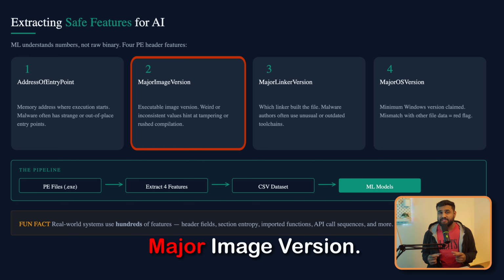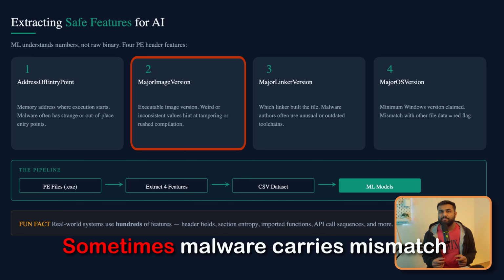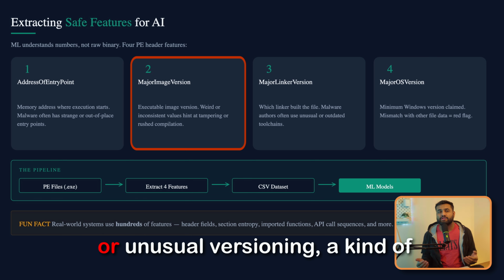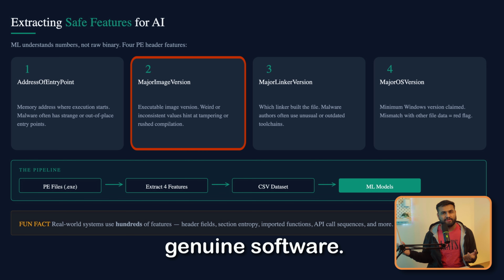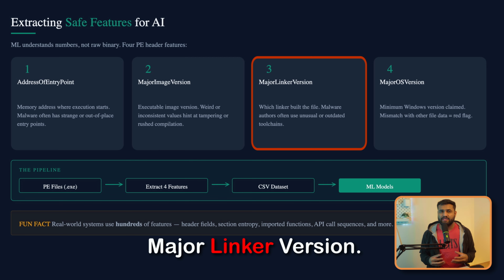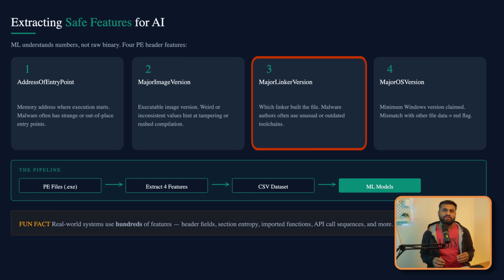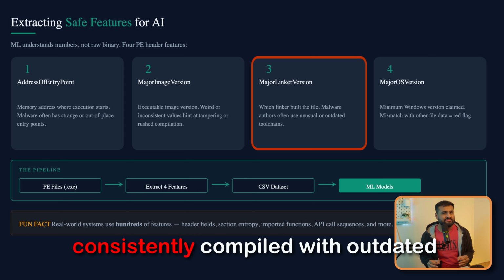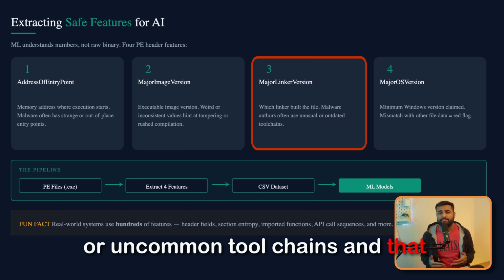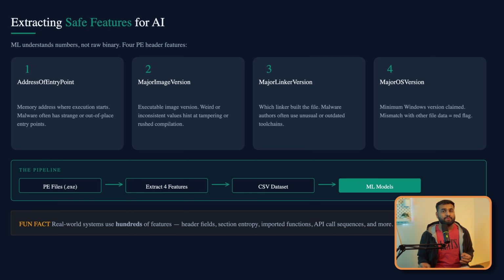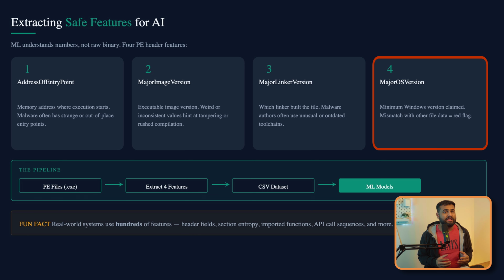Number two, major image version. This is the version number of the executable image itself. Sometimes malware carries a mismatched or unusual version, a kind of fingerprint that separates it from genuine software. Number three, major linker version. This tells us which linker version was used to build the file. Some malware families are consistently compiled with outdated or uncommon toolchains, and that pattern shows up in this value. Number four, major operating system version. The minimum OS version the file expects to run on.